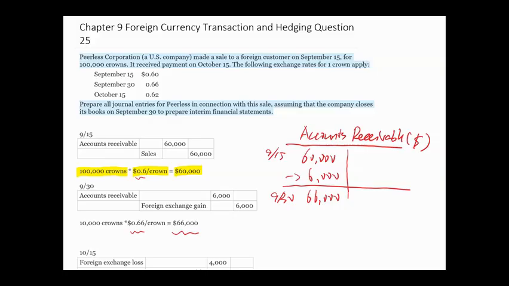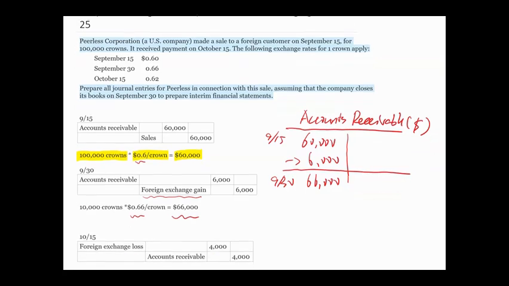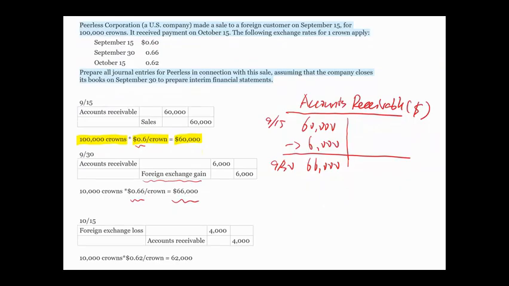So its value increased by 6,000. This is the adjustment amount. We need to debit accounts receivable 6,000, and where does that come from? It comes from foreign exchange gain. So we debit accounts receivable 6,000 and credit foreign exchange gain. When the company holds a foreign asset and the foreign exchange rate increases, the foreign asset increases in value as well. If they hold a liability, then they're going to owe more, and that will be a loss. So this is what happened on September 30th.